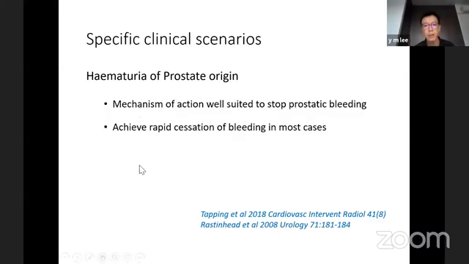Okay, so despite the limitations of the procedure, there are some specific clinical scenarios which I find to be very suitable for consideration for PAE, such as in the context of hematuria of prostatic origin. Because of the nature of the procedure, it is very well suited to stop prostatic bleeding. In fact, if you look at the historical development of the procedure, the earlier reports were all for bleeding. And the good thing about it is that it can achieve control of bleeding quite rapidly, in most cases within 24 hours of the procedure.